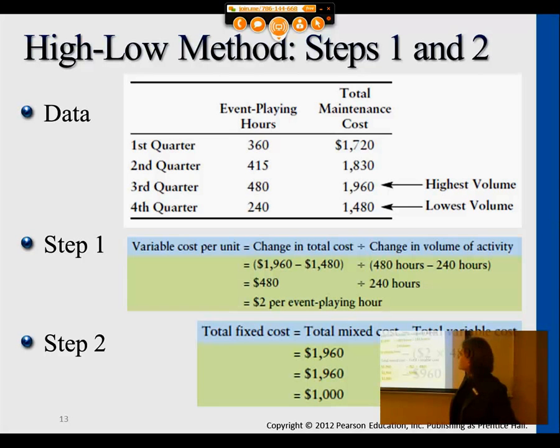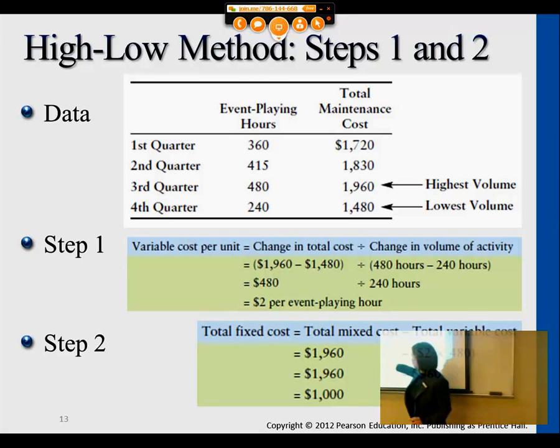Let's do that for the other one. Let's do the second one. So I have 1830 as my mixed cost, and now my variable cost is what? I'm going to take my $2 per event plane hour and multiply it by 415. So I'm just going to use this row.